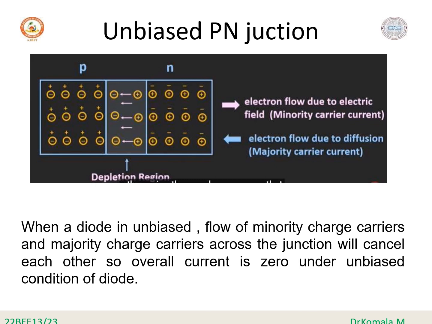So in this diagram, we can understand that whenever a PN junction diode is not biased, the flow of majority charge carriers and minority charge carriers across the junction will cancel each other. So the overall current is zero under the unbiased condition of a diode.